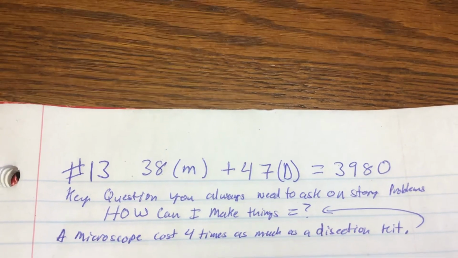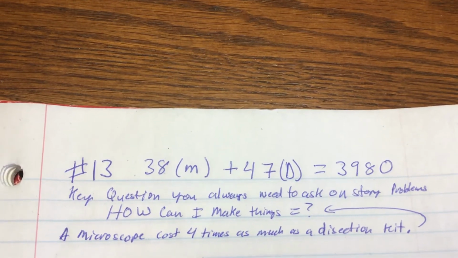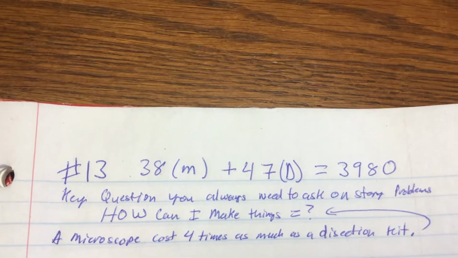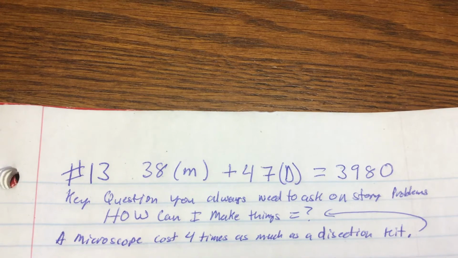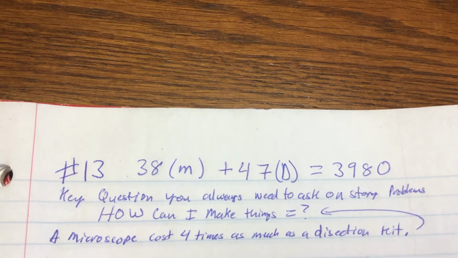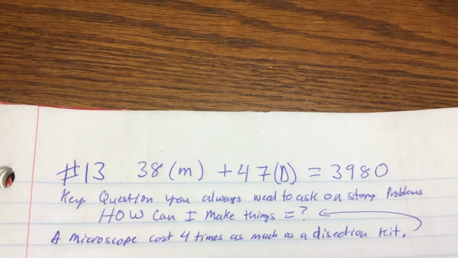$4, correct. However, this means you're going to have to multiply the dissection kit by 4, 1 times 4, to make them equal. Again, the key question you have to ask yourself is, how can I make things equal as you go to write these equations?